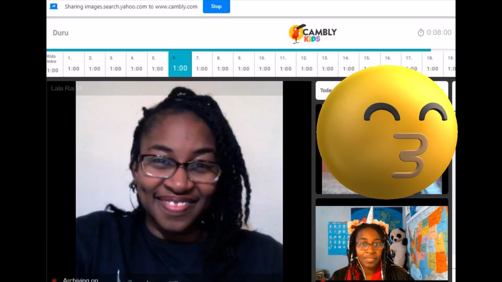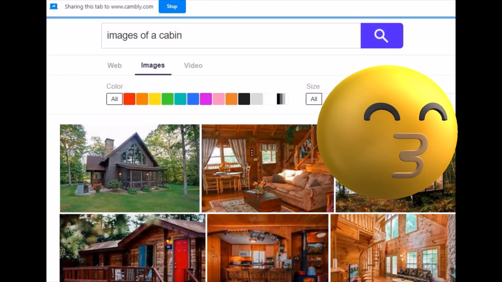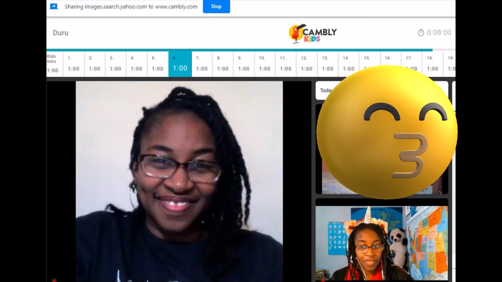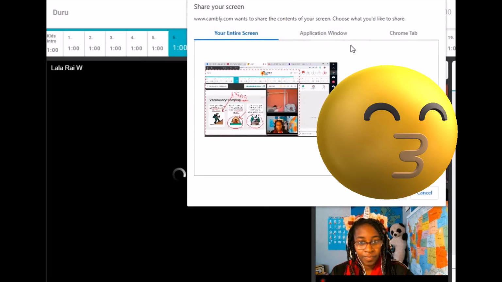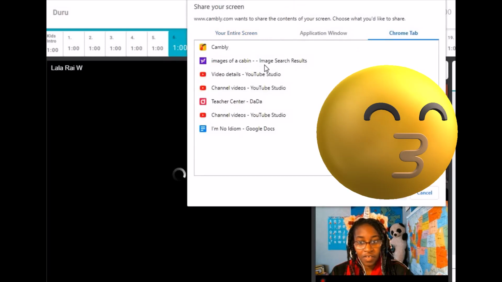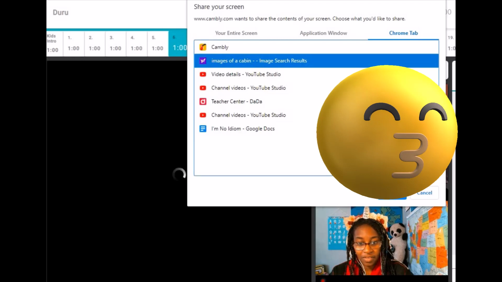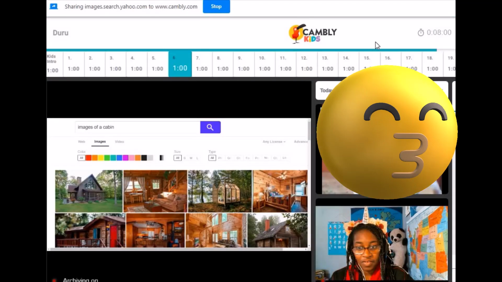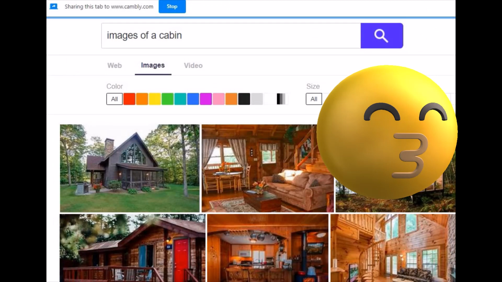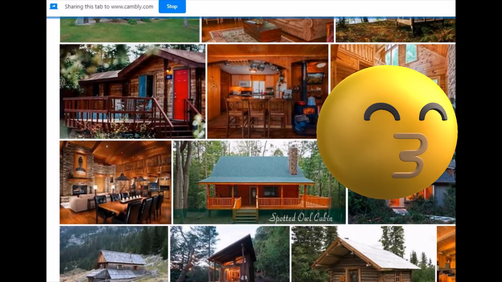Ah, it showed me. That's not the cabin, that's me. Okay, so these are the cabins. These are the cabins. Look at that.